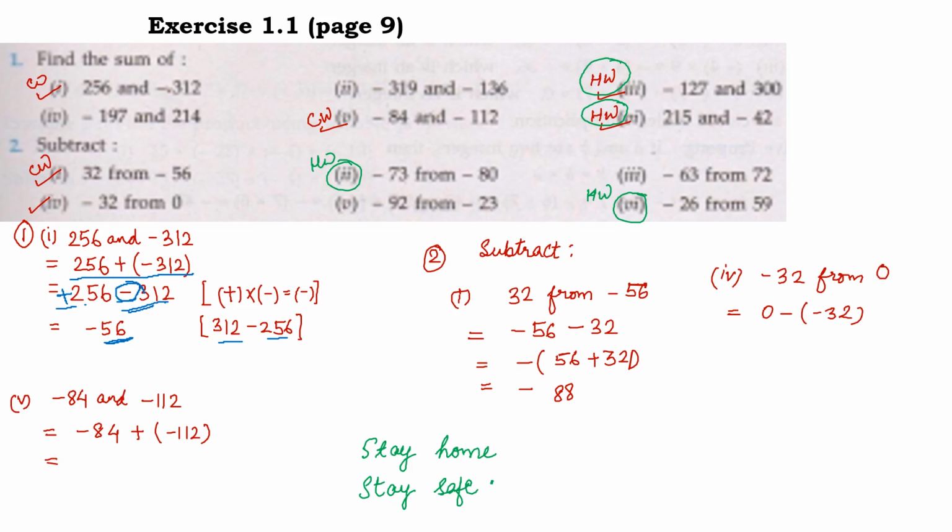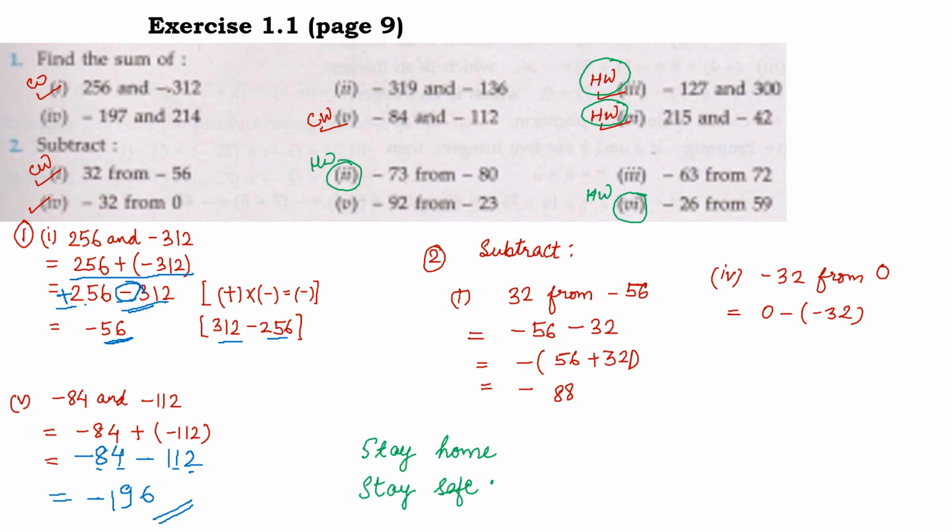Same way, let us see the fifth part. We have to add minus 84 and minus 112. So it will be minus 84 plus into minus will be a minus 112. Now both of them have the same sign. So when both of them have the same sign, then what we will do? We will add: 4 plus 2 is 6, 8 plus 1 is 9, and 1. This is the answer on addition. Now both of them have negative sign, so my answer will have a negative sign. This is your answer. Clear?